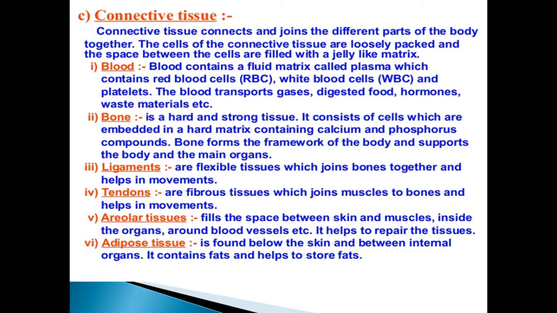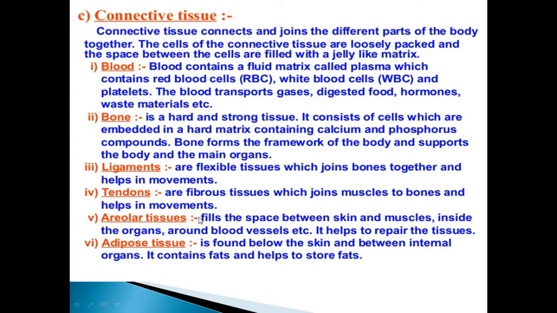Bone is a hard and strong tissue. It consists of cells which are embedded in a hard matrix containing calcium and phosphorus compounds. Bone forms the framework of the body and supports the body and the main organs. Ligaments are flexible tissue which joins bones together and helps in movements. Tendons are fibrous tissues which join muscle to bone and help in movement.